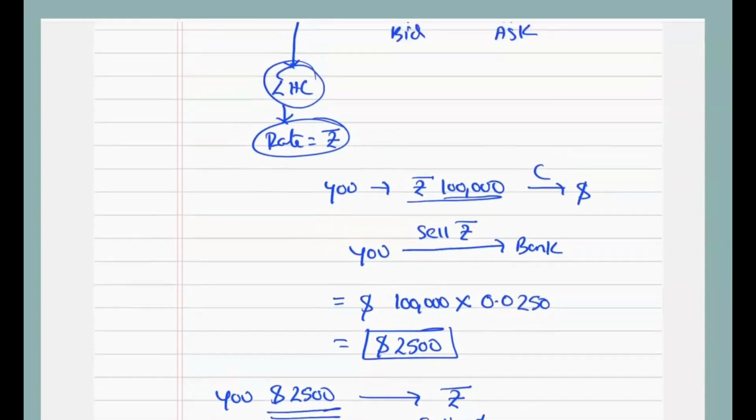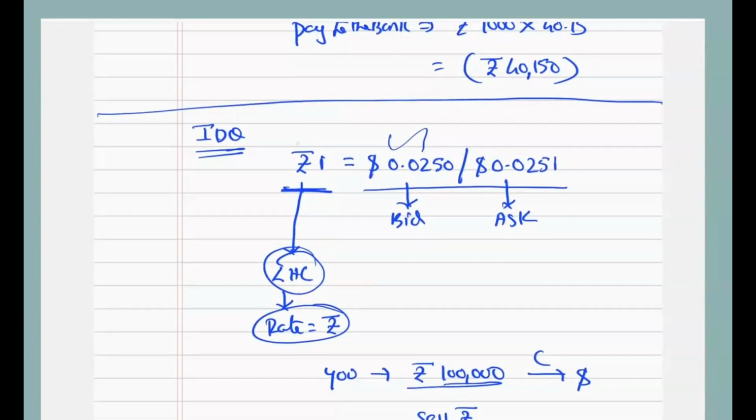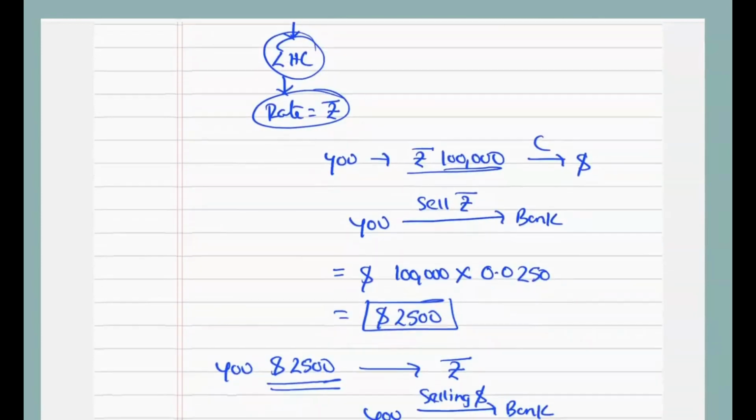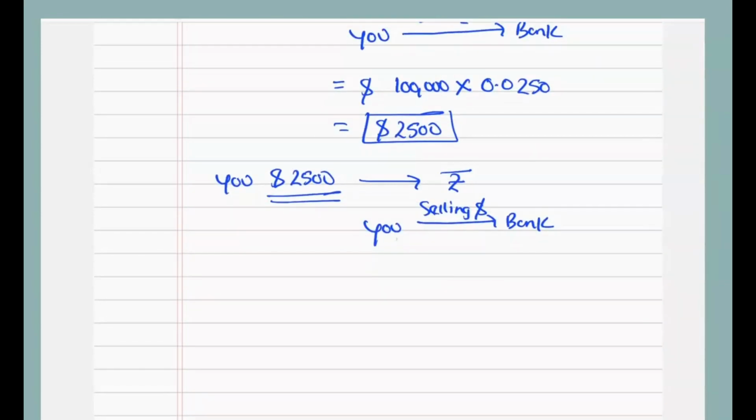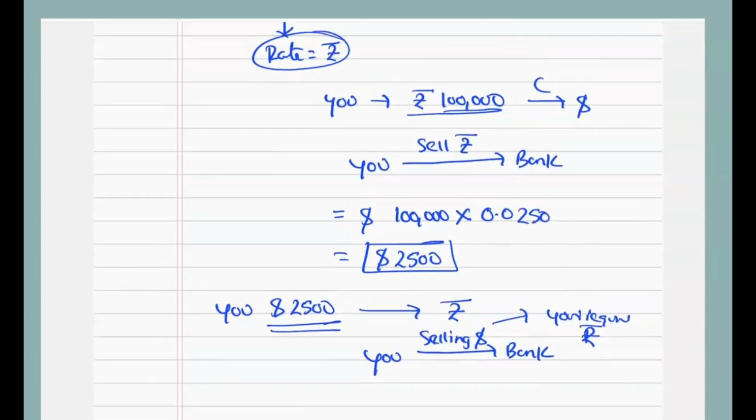Now, the rate given to us is that the bank is buying rupee at the bid rate, which is 0.0250, and the bank is selling rupee at the ask rate, which is 0.0251, because it is an indirect quote. So you have to think from the bank's point of view and indirectly. You are selling dollar to the bank, but you require rupee. So when you require rupee, it means that the bank has to sell rupee, so you have to think about at what rate the bank will be selling rupee.